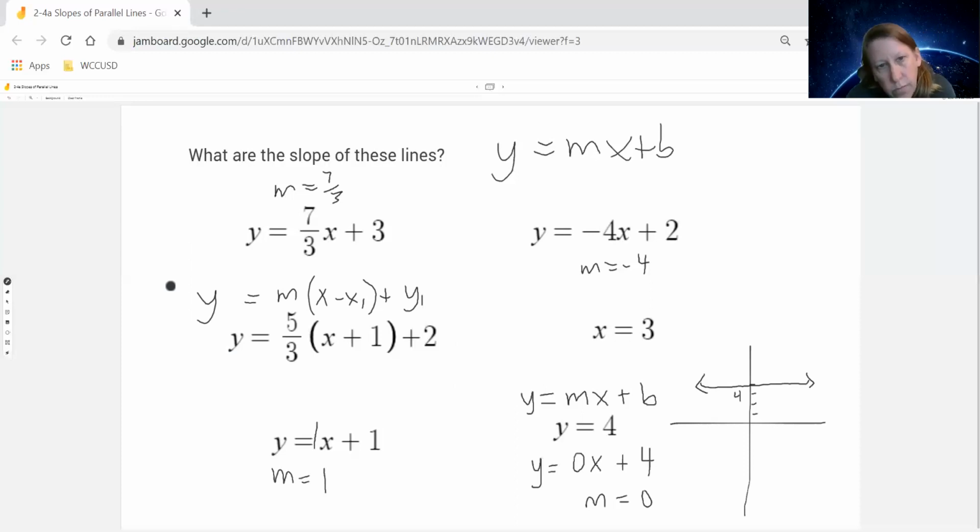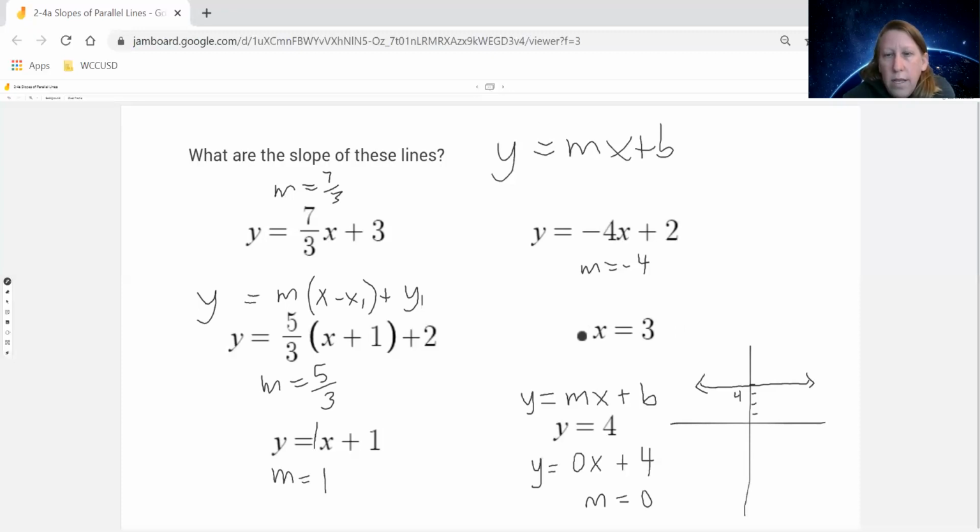So if I write it above, you can kind of see where the slope is. The slope is in front of the parentheses. So for this problem, the slope is 5/3. Okay, last one. X equals 3. What the heck?